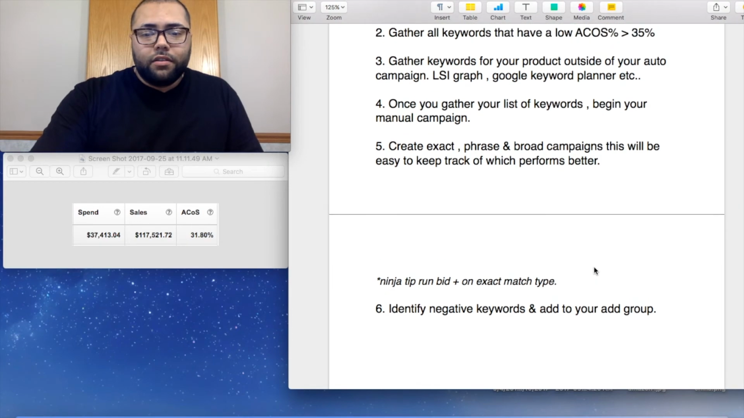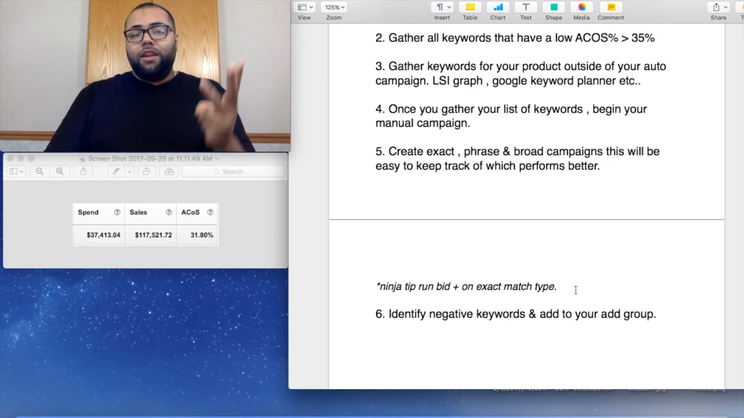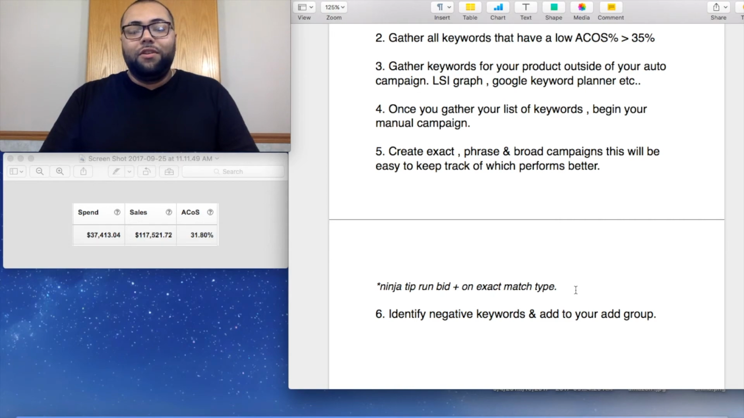All right. And here goes another ninja tip. So that's 3 ninja tips that you guys are getting in the YouTube video. All right. Run bid plus on exact match. I run bid plus on exact match type only.